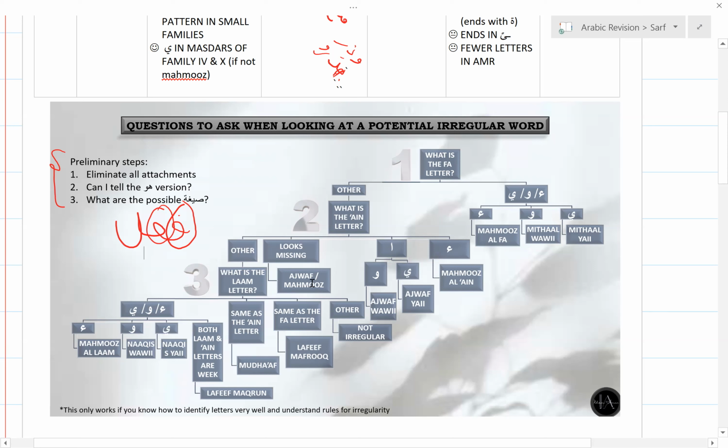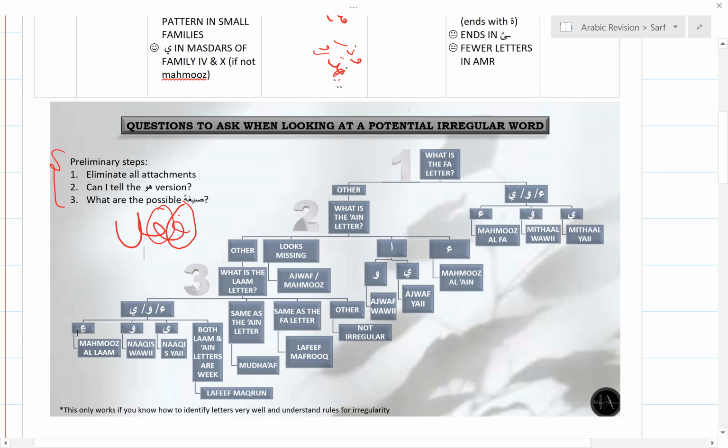So those are the 2 possibilities. So you're narrowing things down, okay? Now, what if the ain letter is something different? If it's something different, then you have to ask yourself, okay, so what is my last letter? What is my last letter? Then you have options. You start with hamza, waw, or a ya.